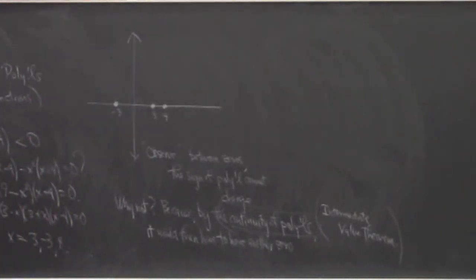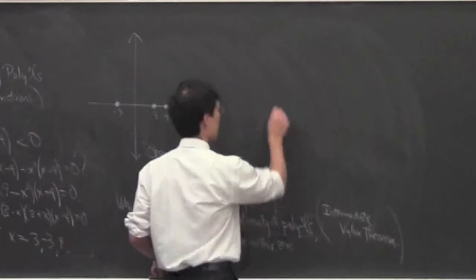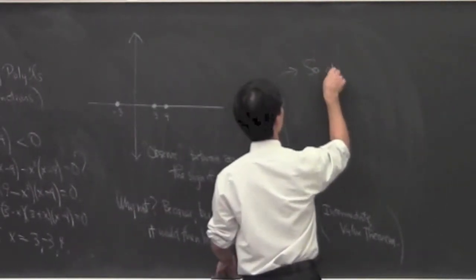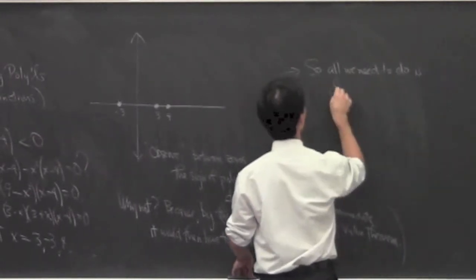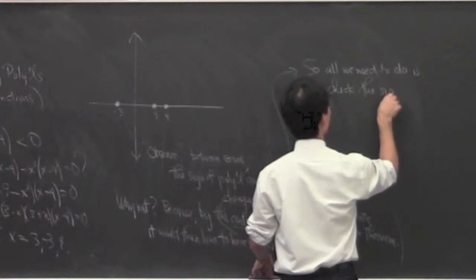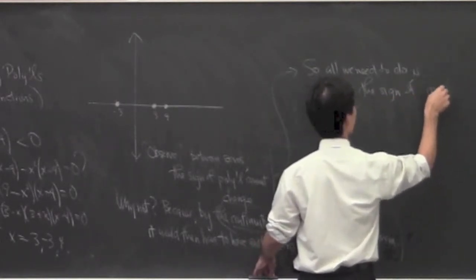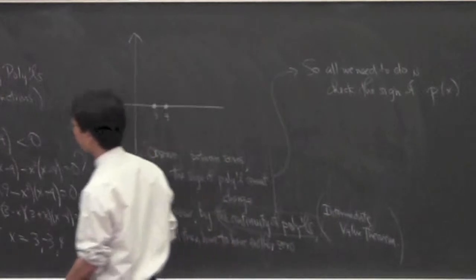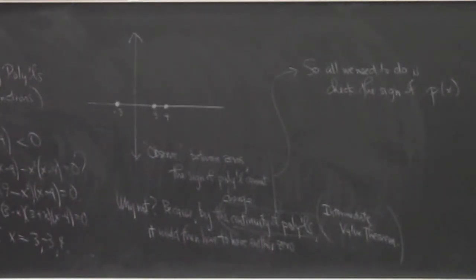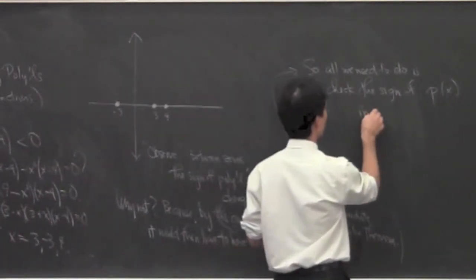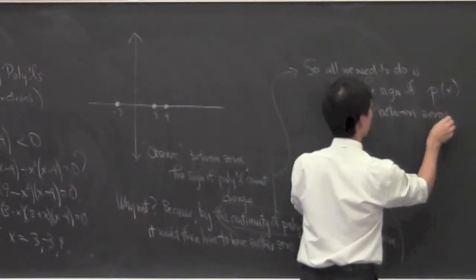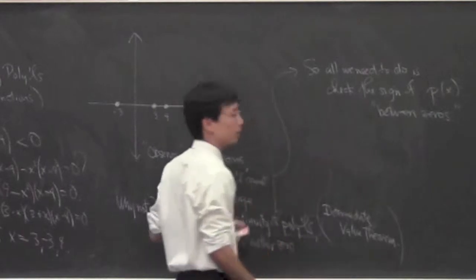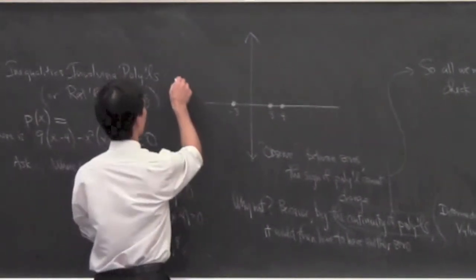Okay. So the sign of the polynomial can't change between zeros, so all we need to do is check the sign of the polynomial. Let's call this like P of x. Okay? All we need to do is check the sign of the polynomial in each interval between zeros. Okay, so in each interval. So here we've got a bunch.